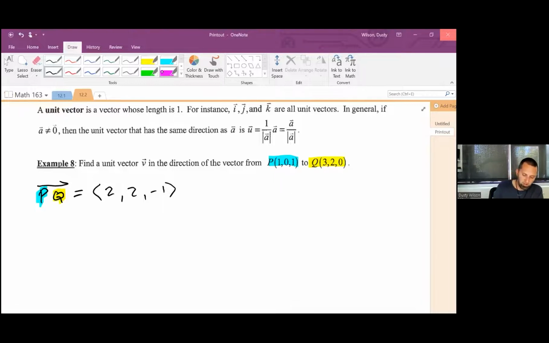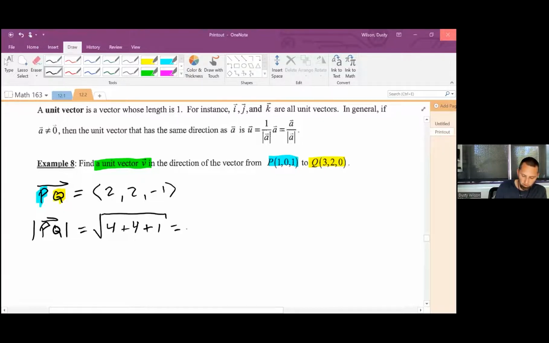Our question's asking us to find a unit vector v in this same direction. So the next thing we need is the length of PQ. So the length of vector PQ is the square root of the sum of these squares. So 2 squared is 4, 2 squared is 4, negative 1 squared is 1. So the length of this vector is 3.